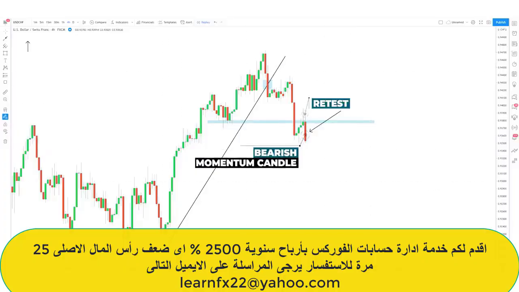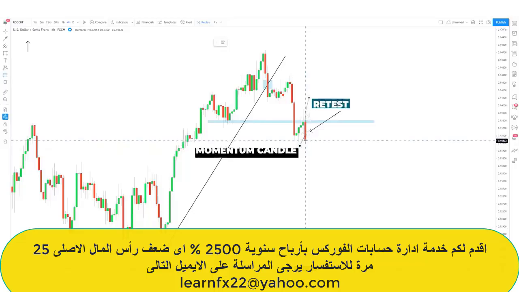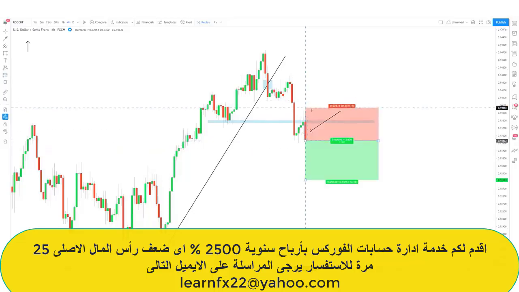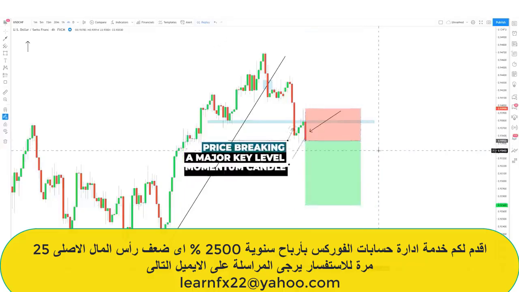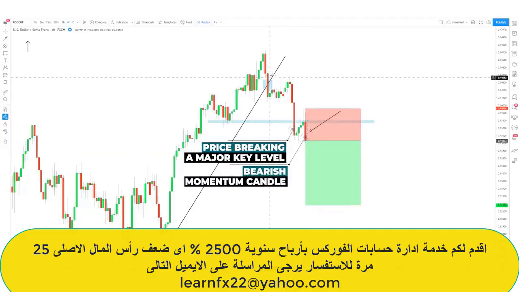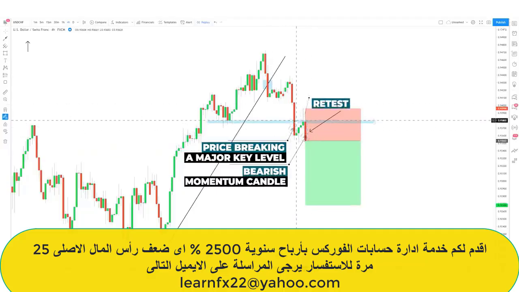Now, once you bring all of that together, the question is, can you take this trade? Well, the answer is yes. We have enough confluence and evidence here to indicate that there's a very high chance price will continue now, because we have a break of the key level. We also have our strong momentum candle, and we have price coming back to retest this level. Let's see what happens.